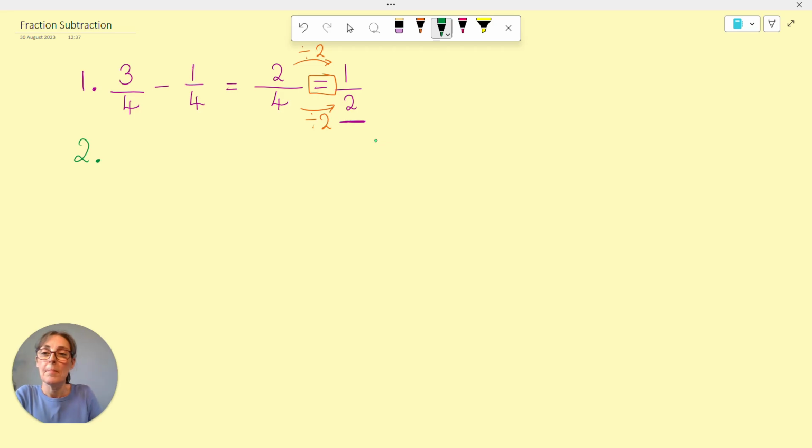So number 2, 3/4 take away a half. Now we've got different numbers at the bottom, so we need to find an equivalent fraction. Because it's 3/4, and if we want to change quarters to halves, we need to half the 4 to make the 2, but then we'd have to half the 3 to make it 1.5. So it's more comfortable to change the half. So let's find an equivalent fraction to 1/2 and turn it into quarters.